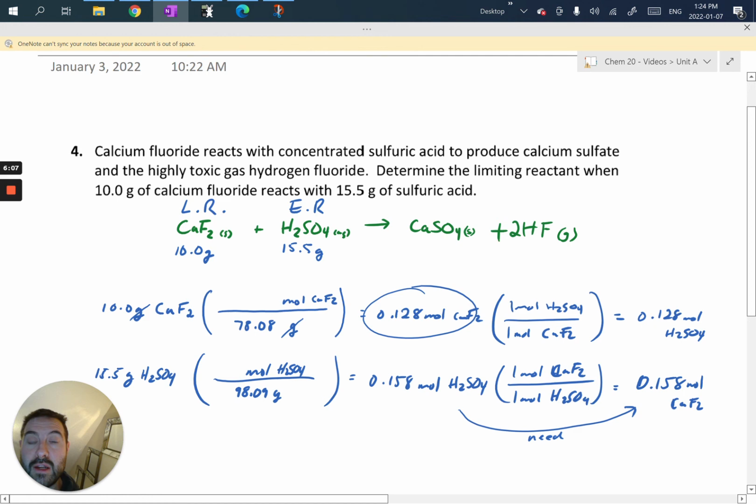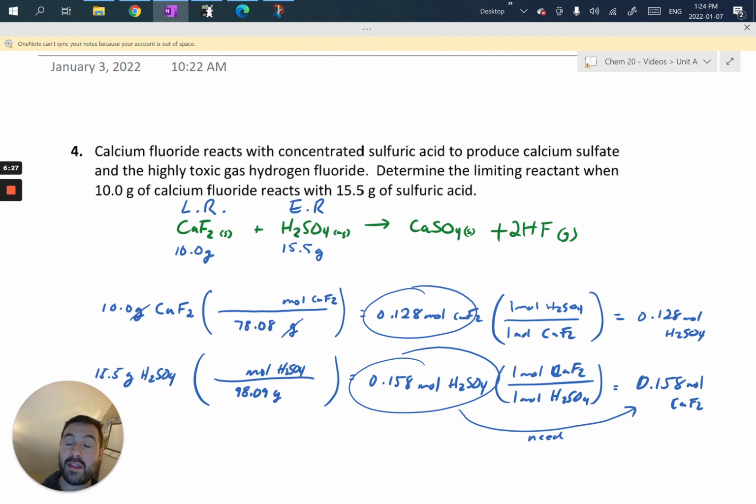I can look at it the other way too. To completely react my 10 grams of CaF2, which is equivalent to 0.128 moles, I only need 0.128 moles of H2SO4. And I have 0.158 moles of H2SO4. So I have more than what I need.